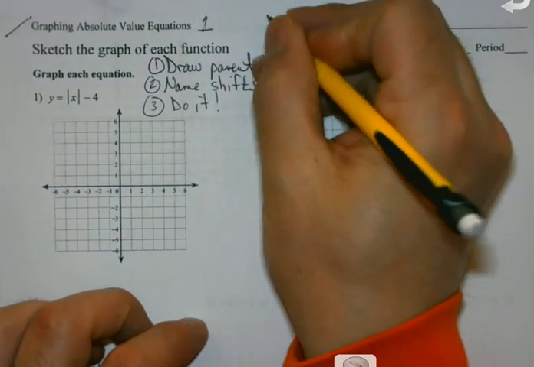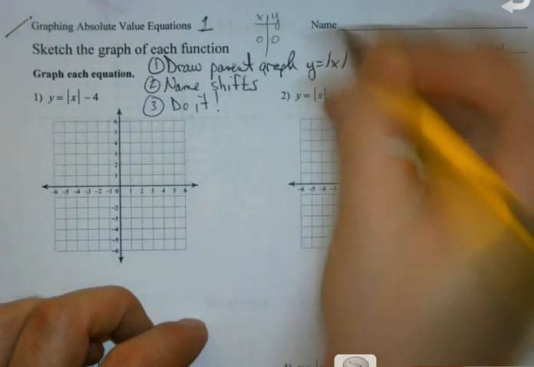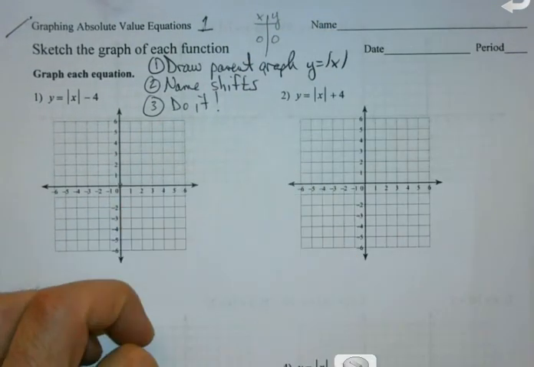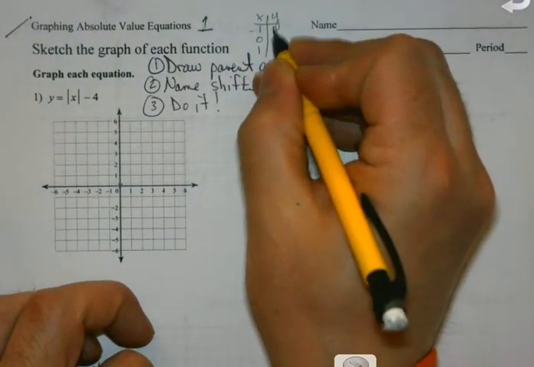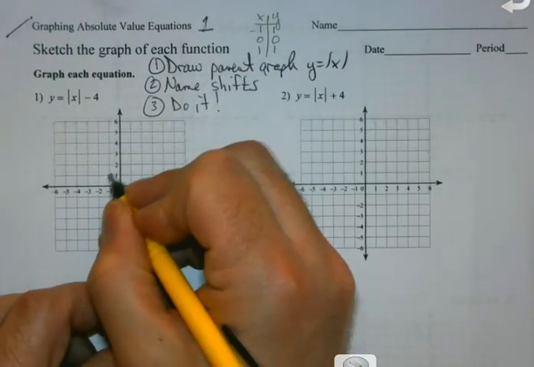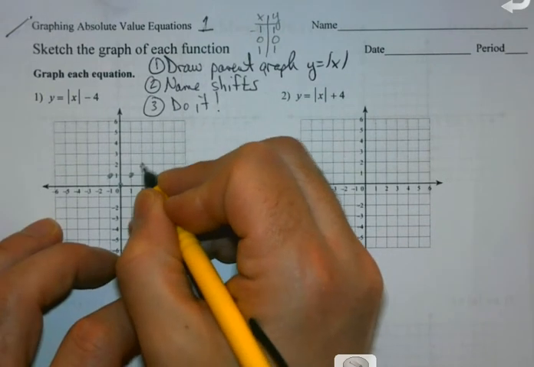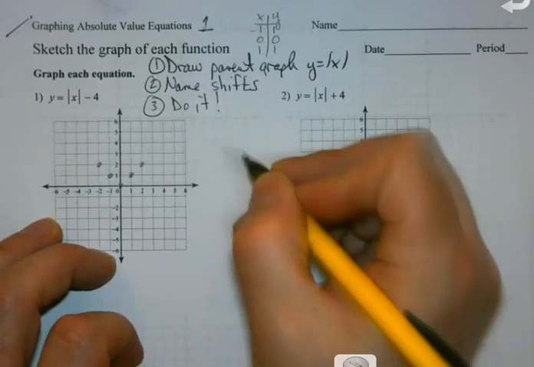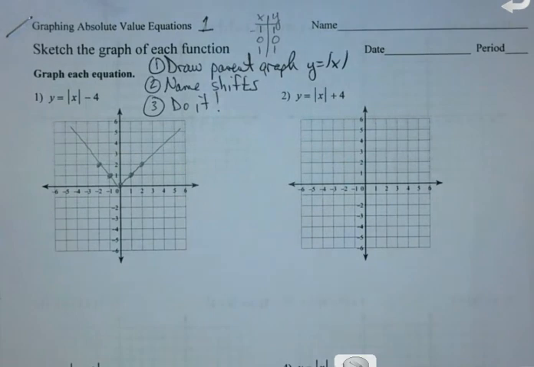My parent graph is always going to look like this value-wise. I'm going to start with 0, 0. I'll put a dot. Negative 1 and 1 are both going to have a value of 1. And you're like, it's sort of like slope. It is. Okay, and I'm going to draw my line through there. So that would be my parent graph, y equals the absolute value of x.